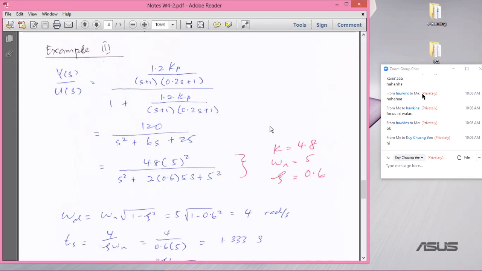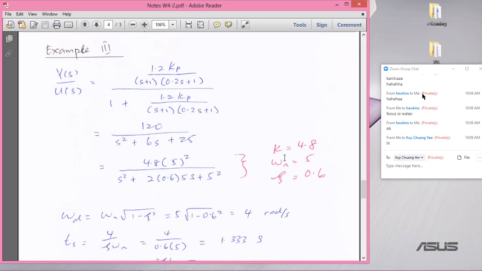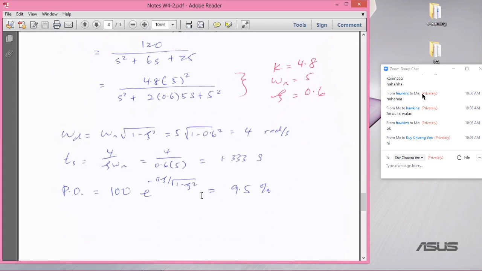So you need GH there. Once you put it in the standard format, then everything falls into place. So this is your gain, that is your natural frequency, that is your zeta, and then you can now compute all the various quantities. So omega d is the actual frequency of oscillation. You're going to get 4 radians per second.